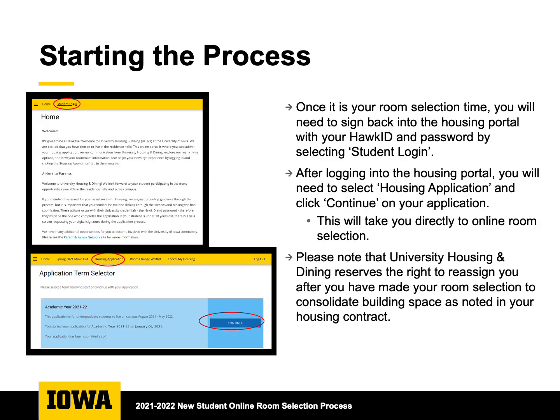Once you've returned to the housing portal during your room selection time slot, you will log in and select the Housing Application tab along the yellow bar at the top of the page. Then you will select the appropriate application and click Continue.